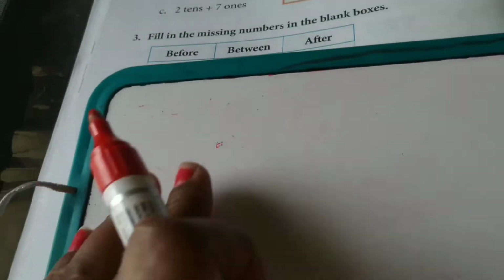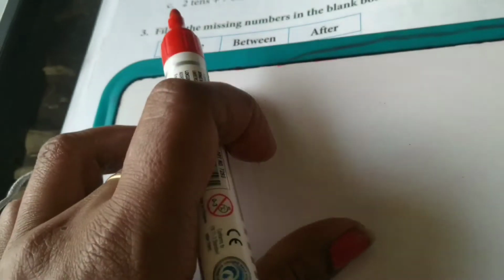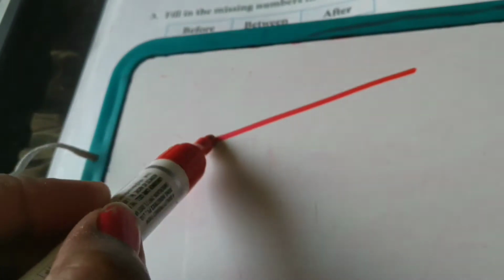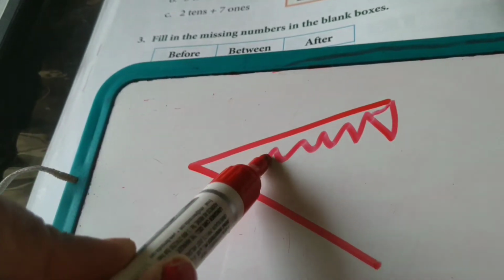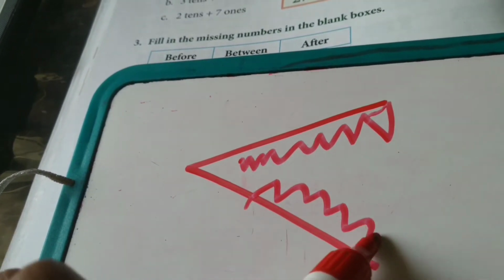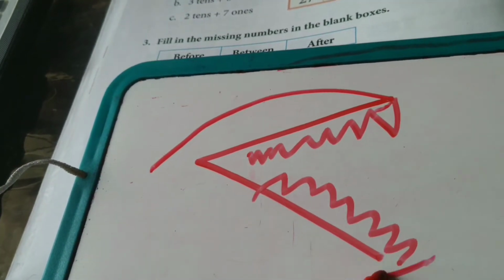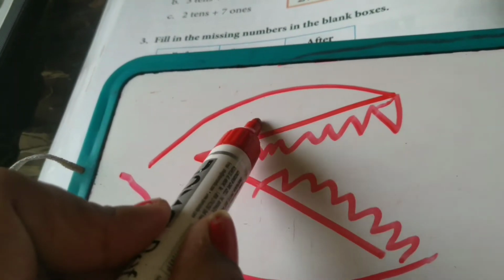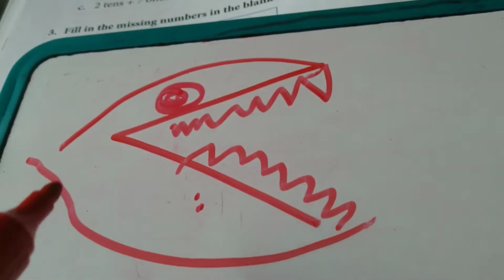So there is an alligator. Suppose you have an alligator, okay, and the alligator has a big mouth, right? The alligator has a big mouth and a furious jaw. So here we have the alligator, okay. This is the alligator. So this alligator is very hungry.